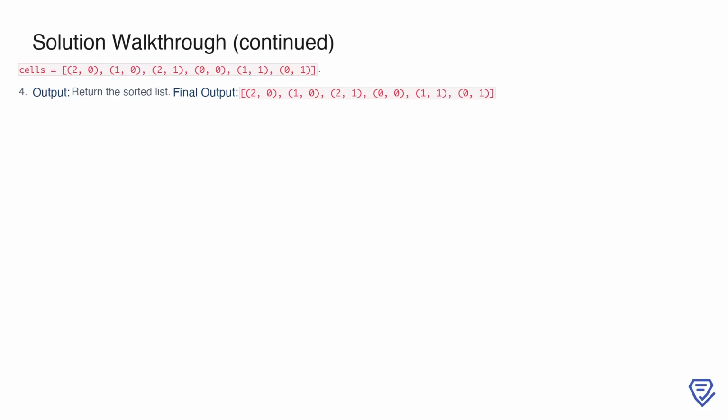The center cell, 2, 0, is listed first, followed by cells at increasing distances. This sorted arrangement ensures that we have the cells ordered correctly based on their proximity to the center. Finally, we return this sorted list as the output. By following the same approach for any matrix size and center position, we can efficiently generate the required order of cells based on Manhattan distance.